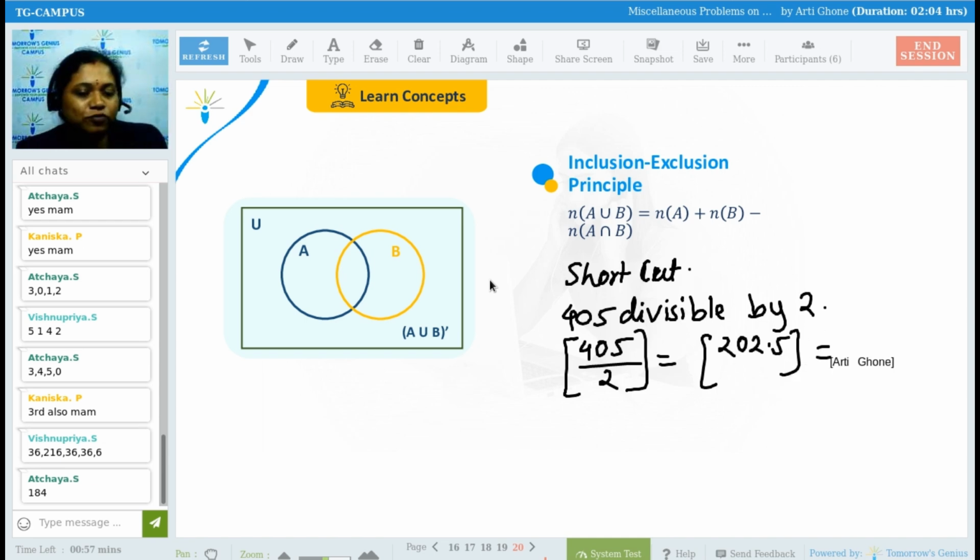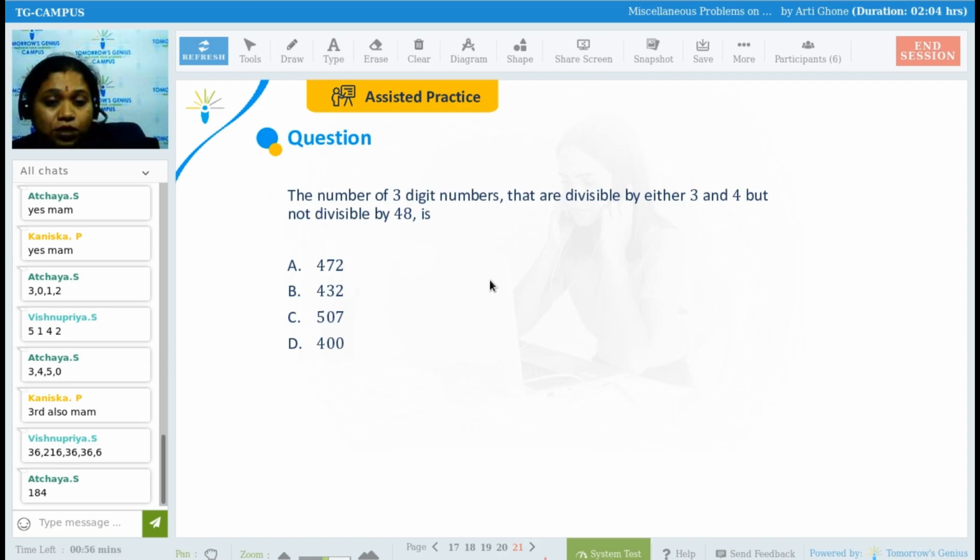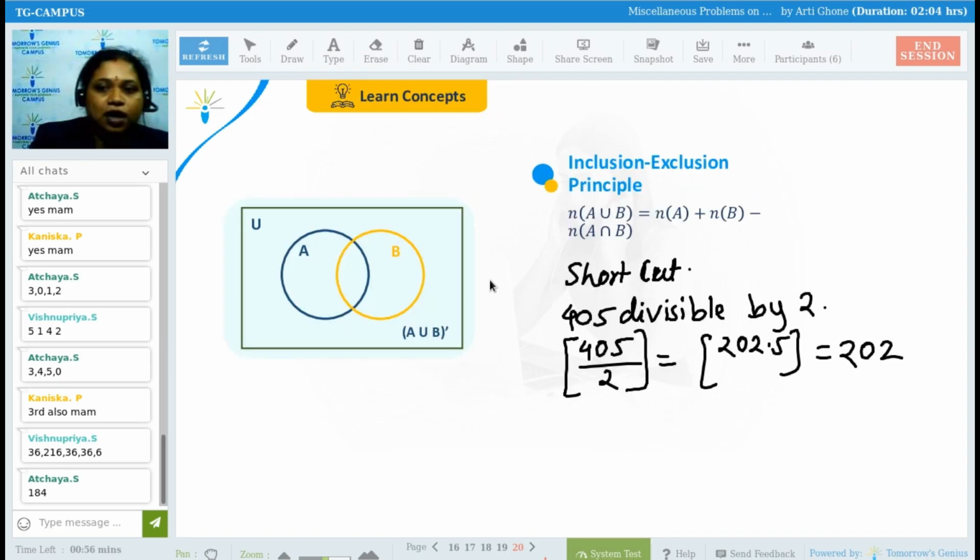So what is the greatest integer function of 202.5? I am making you revise the sets, relations and functions chapter. So 202.5 is lying between which two values, 202 and 203. We take the lower part of that, that is the greatest integer of that, which is 202. So the numbers up to 405 which are divisible by 2 are 202. Clear? You will remember this remark. Always this is a greatest integer function kind. Okay. Now, you need to take one more thing.